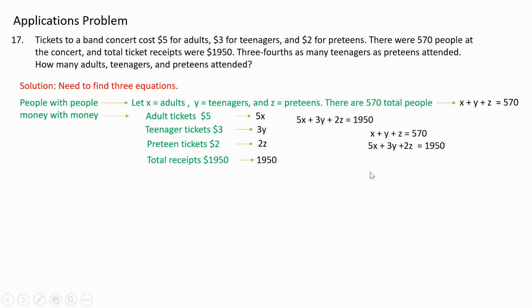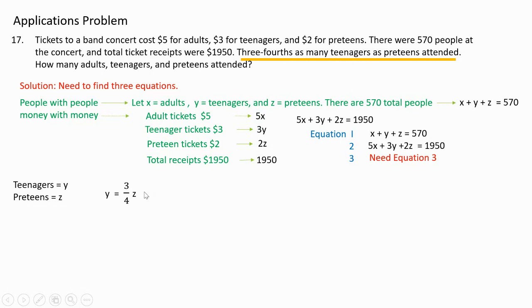So I have equation 1 and I have equation 2. We're missing equation 3. The second to last sentence is where we find the info for equation 3. Okay? We know that teenagers is y and preteens is z, right? So this is my setup. This is what that means.